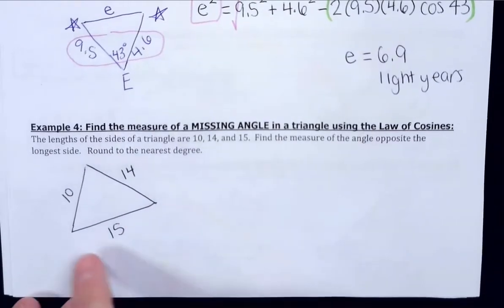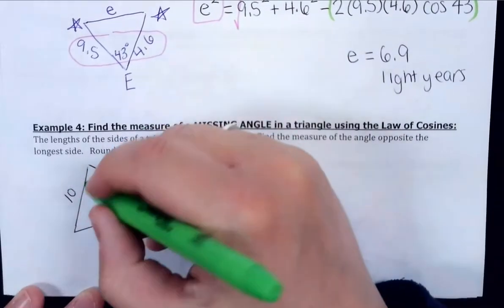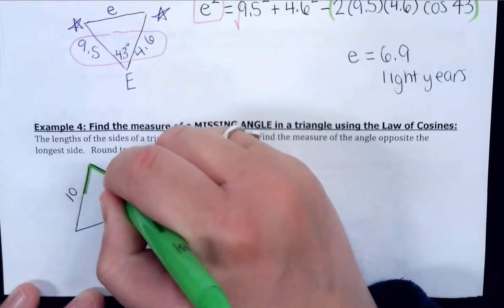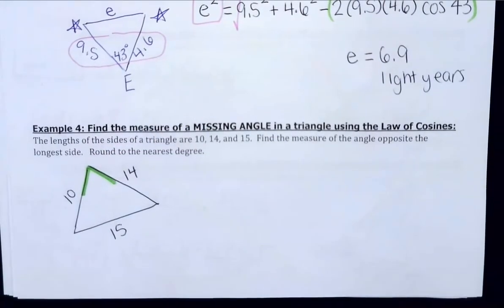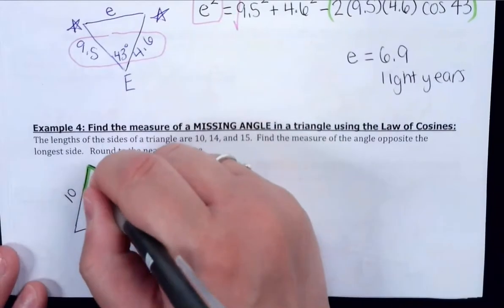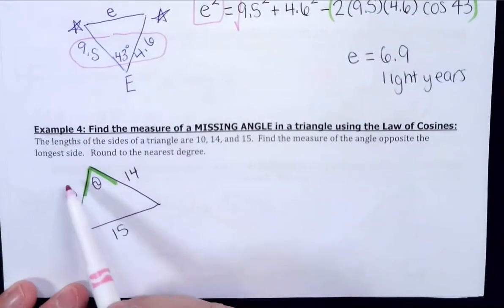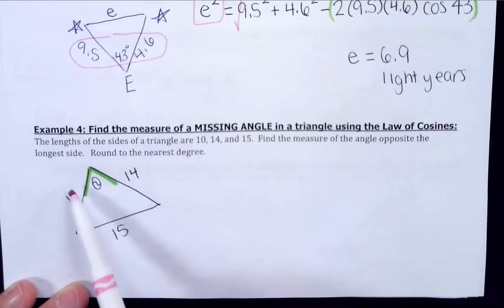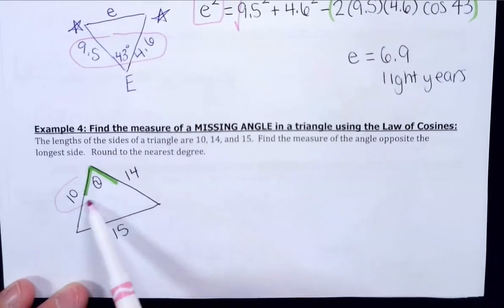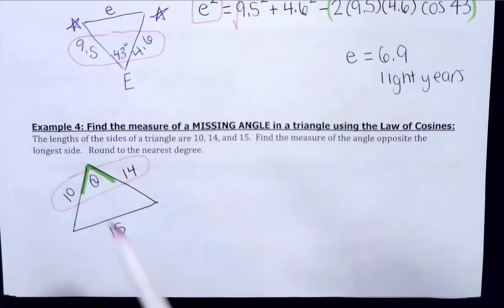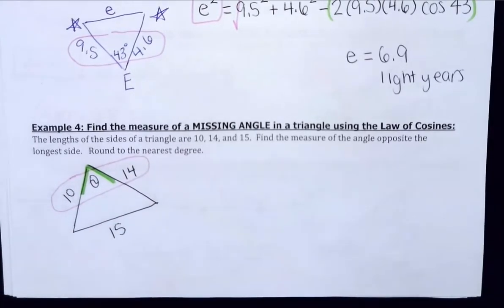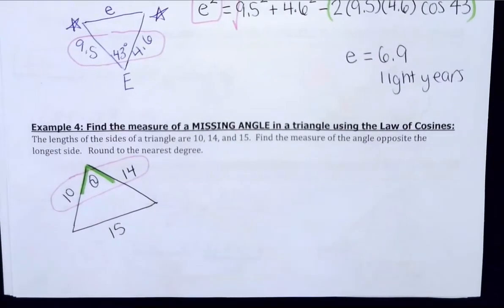Okay. So find the measure of the angle opposite the longest side. The longest side would be the 15. So the angle opposite that would be the angle right in there. Let me just call that theta, because that's our unknown angle. Now, I have to use law of cosines here because I don't have any angle measures at all. You want the two sides and the angle between them. That forms that more complicated side of the equation. And the side across from that is going to be by itself on one side of the equal sign.